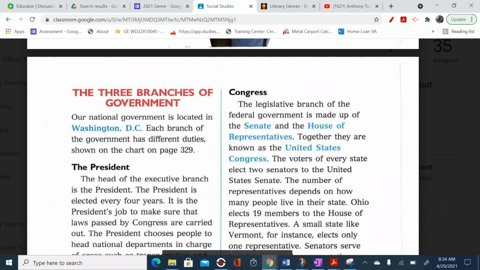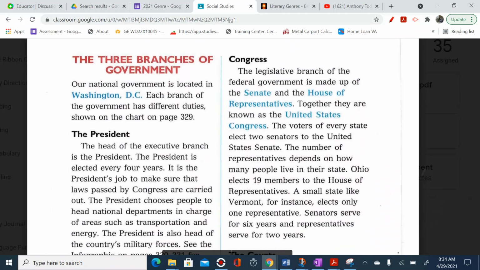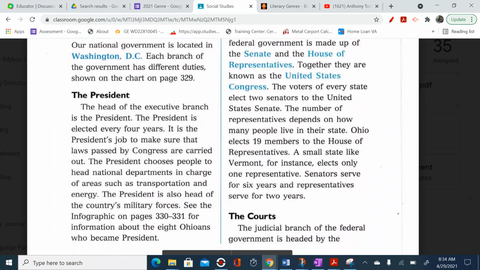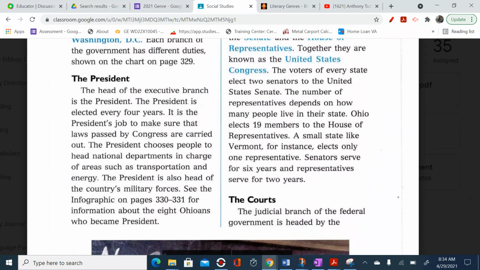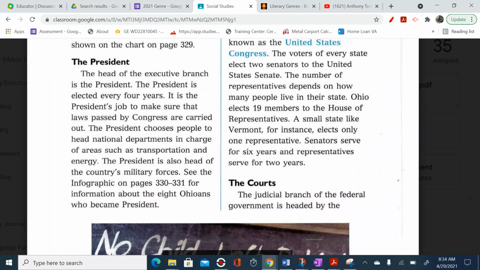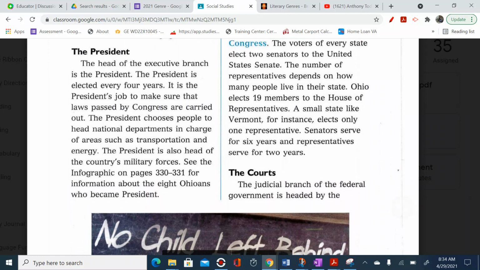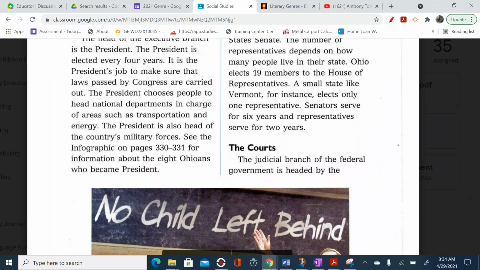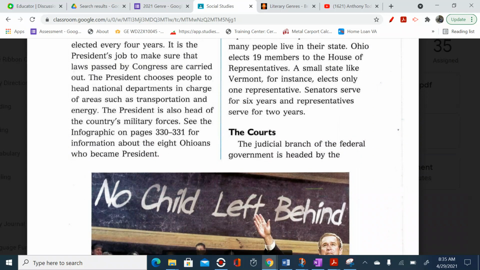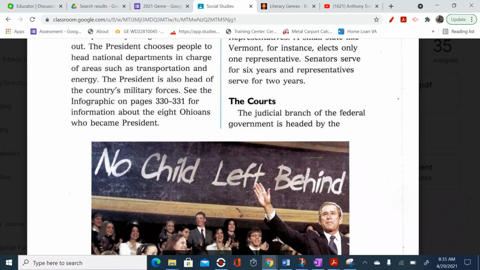Right? What are we on? Roman numeral 5, I think. Congress. The legislative branch of the federal government is made up of the Senate and the House of Representatives. Together, they are known as the United States Congress. The voters of every state elect 2 senators to the United States Senate. The number of representatives depends on how many people live in their state. Ohio elects 19 members to the House of Representatives. A small state like Vermont, for instance, elects only 1 representative. Senators serve for 6 years and representatives serve for only 2 years.